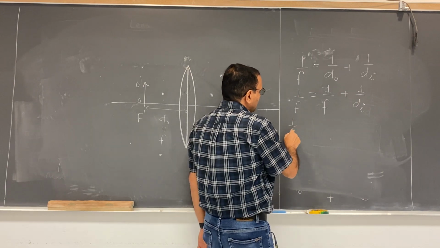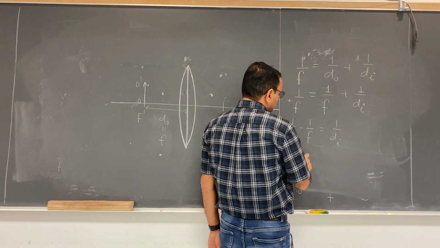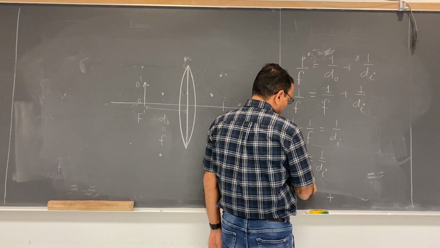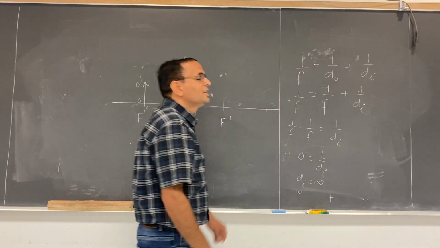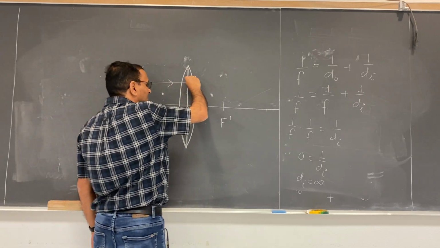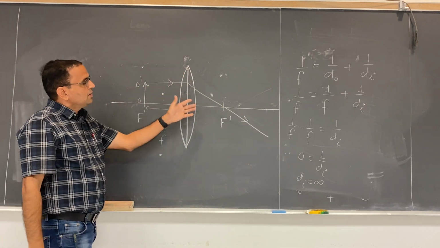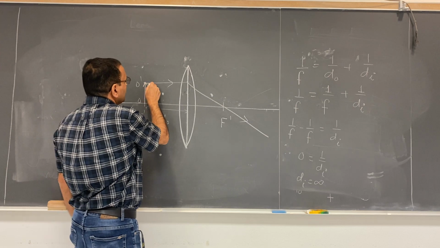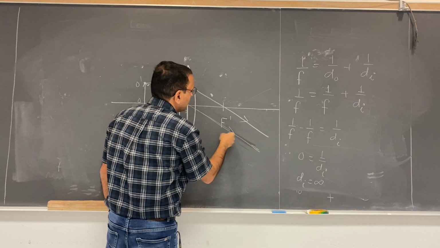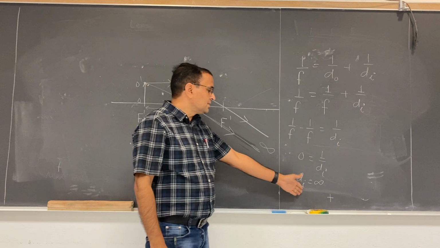Now 1 over f minus 1 over f equals 1 over d sub i. This is 0 equal to 1 over d sub i. So what is d sub i? d sub i is equal to infinity then. So the image forms at infinity. That is why, look, this is the way of drawing. Another way, you can take a ray from the center like this, and look at this, they are parallel. Okay, they are parallel, so the image forms at infinity here then. That is why your image distance is infinity.